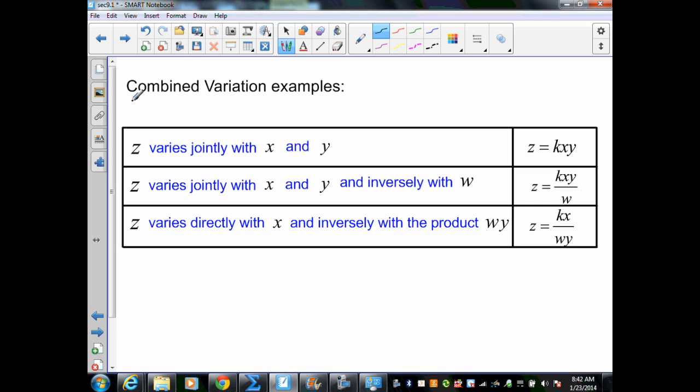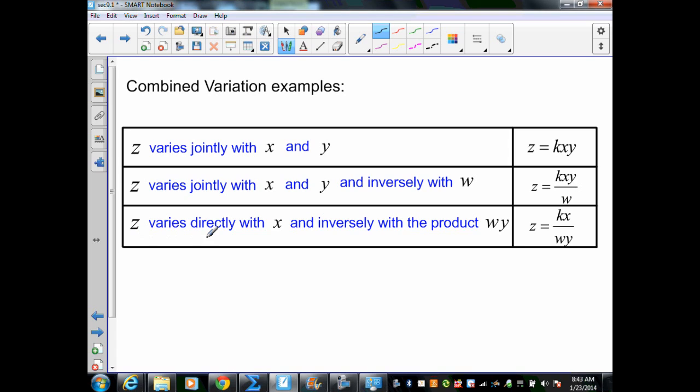This slide represents combined variation examples. On my first one, I have z varies jointly with x and y. X and y are going to be directly related to z, but they call it jointly since it would be the product. And it is written as z equals k times x times y. Here, z varies jointly with x and y, again directly, but since it's going to be a product, they call it jointly, and inversely with w. And here we write z equals k times x times y over w. Here, jointly with x and y, and inversely with w.